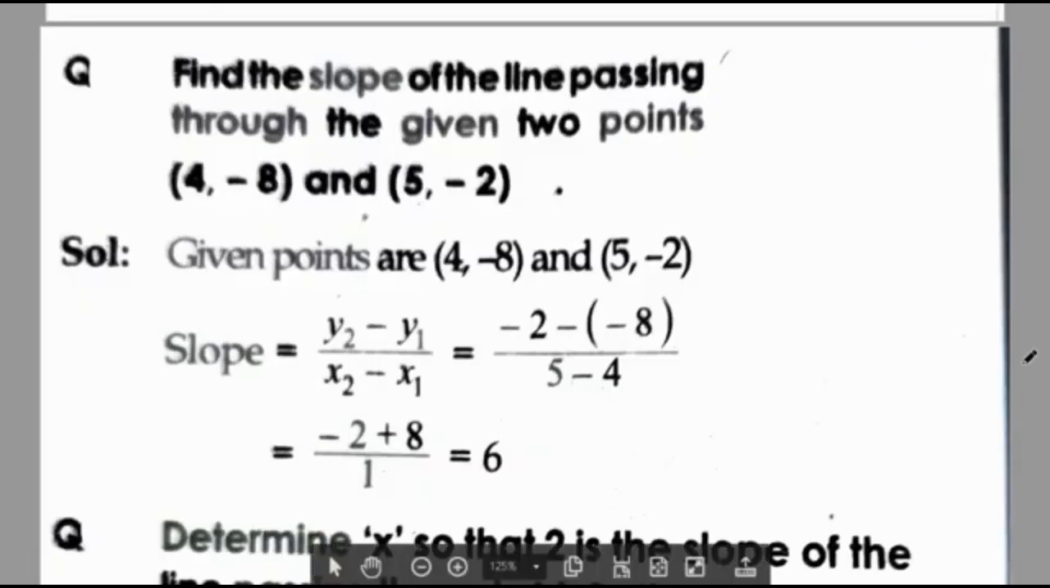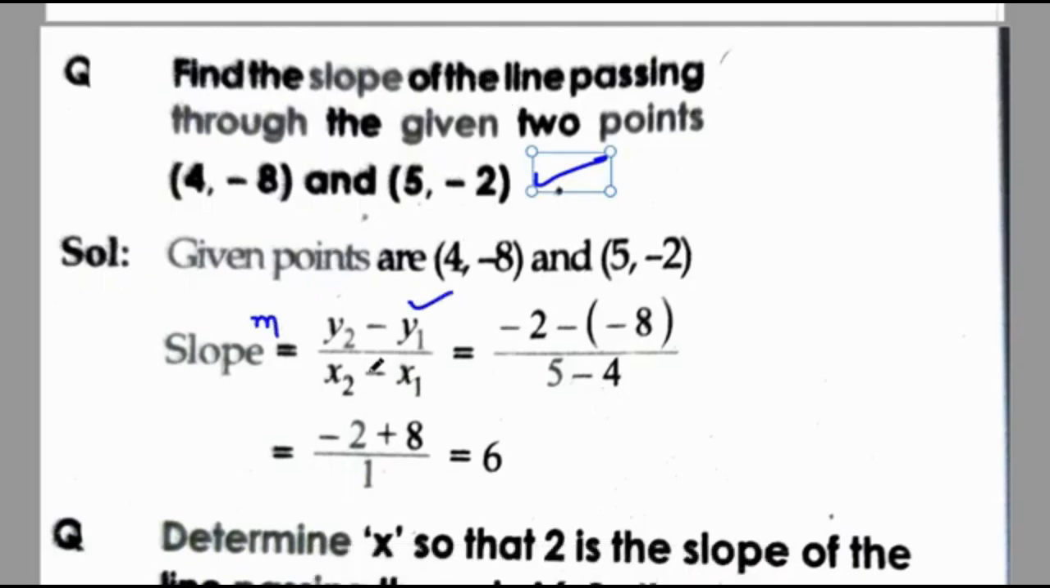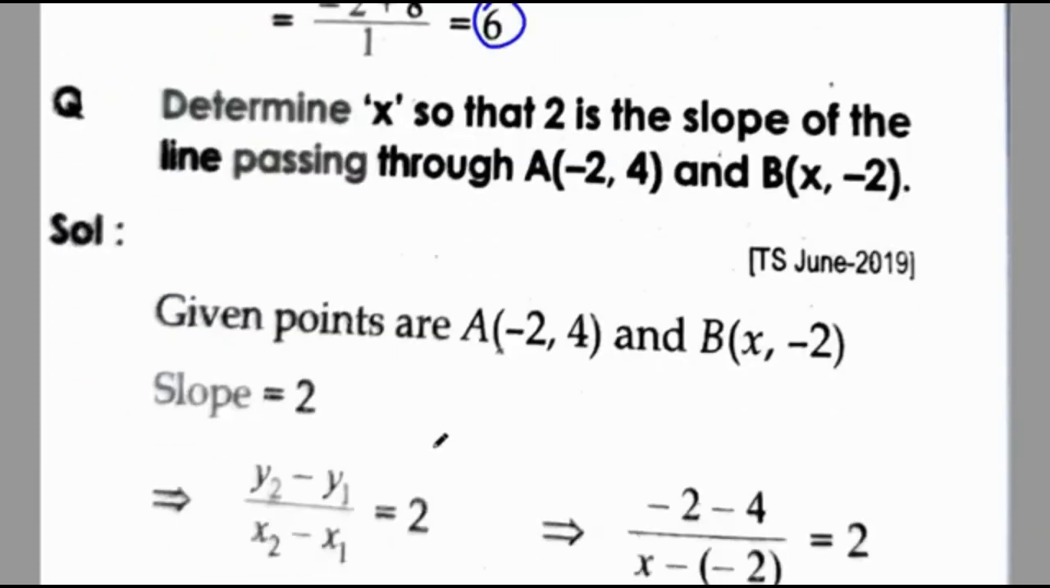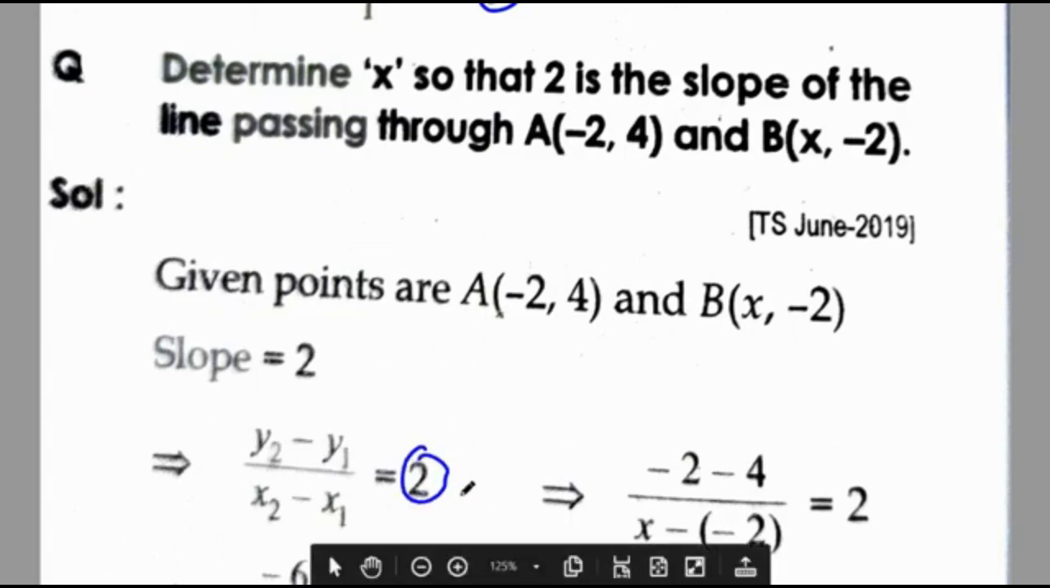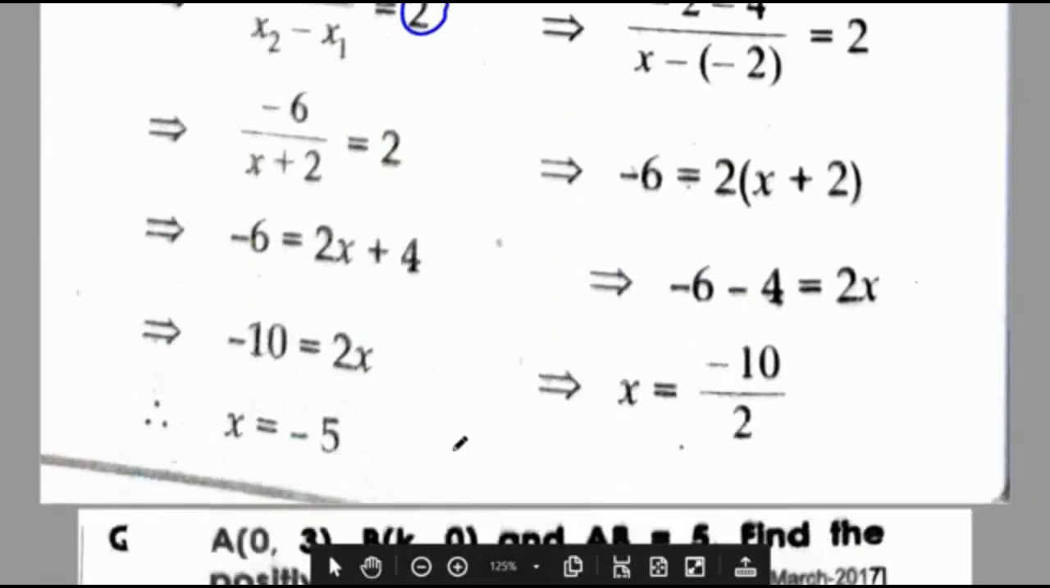Find the slope of the line joining the two points 4, minus 8 and 5 comma 2. Slope formula: y2 minus y1 by x2 minus x1. We represent the two points as x1, y1, x2, y2 and applying the formula we'll get the answer as 6. Determine x, so 2 is the slope. So slope is 2, so 2 is equal to y2 minus y1 by x2 minus x1. After replacing we'll get the x value as minus 5.